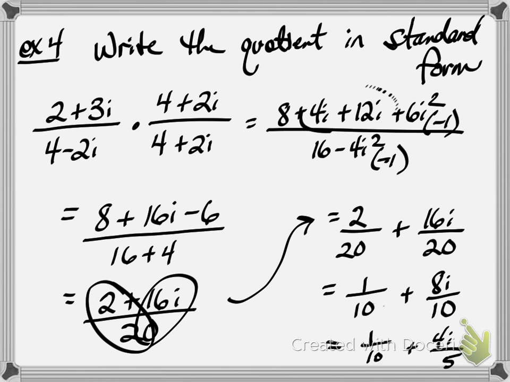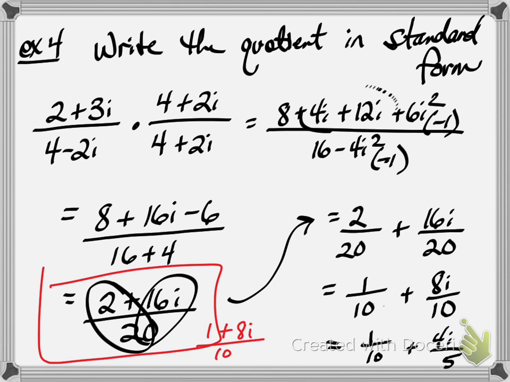And you could have, at this step right here, divided everybody by 2 first, and then separated it to 1/10 plus 8i over 10, and then reduced that to 4i over 5. Okay. So it's just not simplest ones. Leave an i in the denominator.